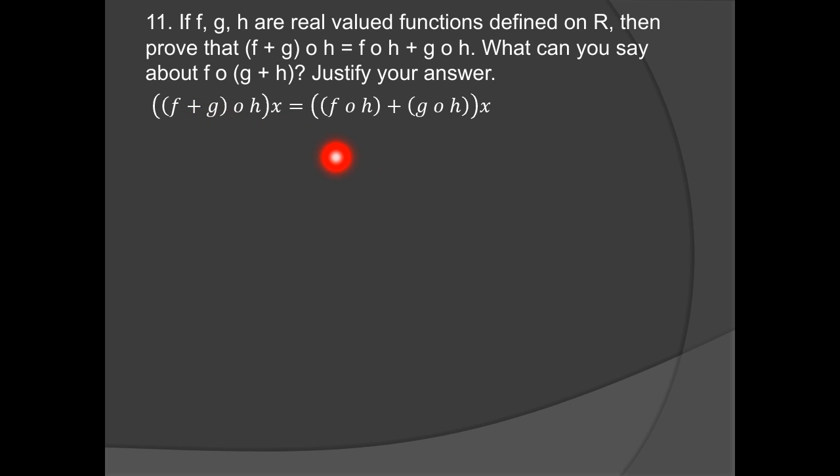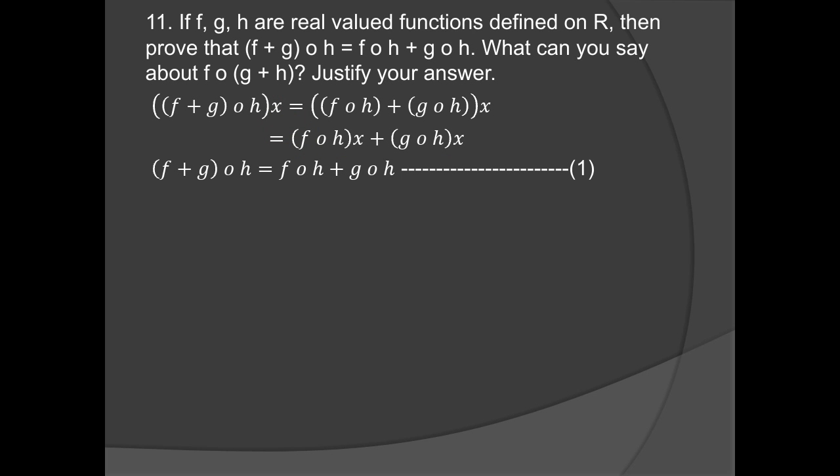Okay, so f plus g of h into x. This can be written as, just like bringing this of h with f and of h with g, f of h plus g of h into x. So bringing x inside, it is f of h into x and g of h into x. So leaving the x, we can say that f plus g of h is equal to f of h plus g of h. Keep this as equation 1.